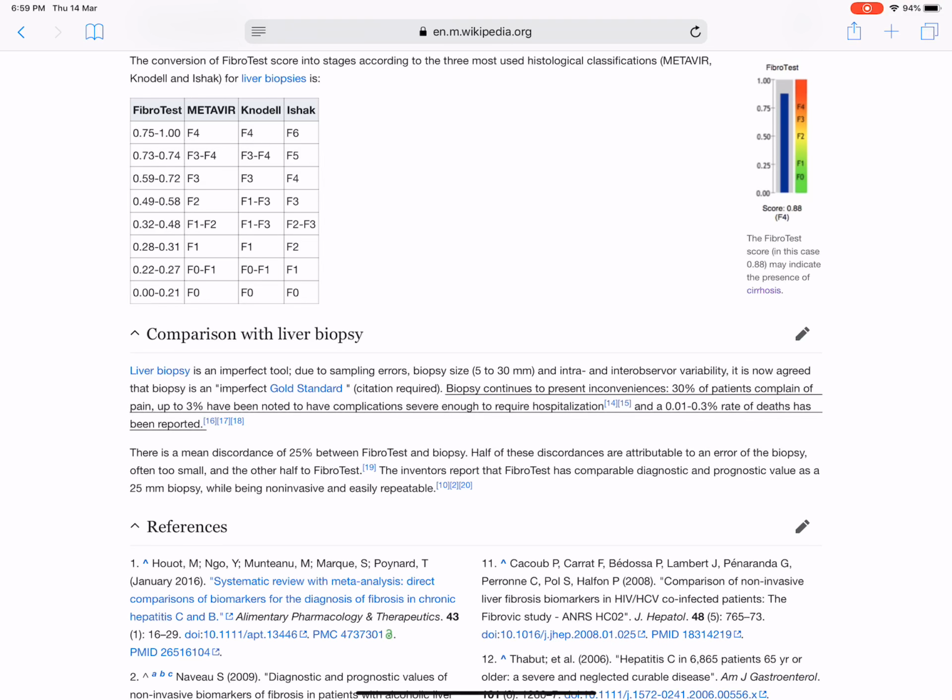A percentage of patients complain of pain. Up to a percentage have been noted to have complications severe enough to require hospitalization. And a 0.01 to 0.3% rate of deaths has been reported.